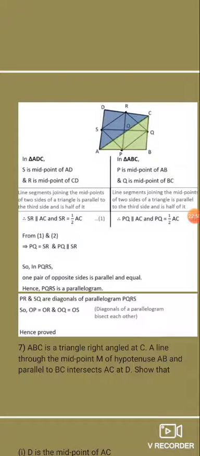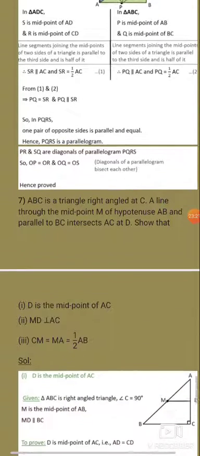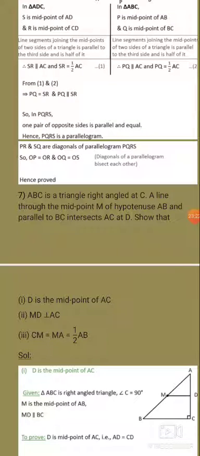So in PQRS, one pair of opposite sides is parallel and equal, hence PQRS is a parallelogram. PR and SQ are diagonals of the parallelogram PQRS, so OP is equal to OR and OQ is equal to OS. Diagonals of a parallelogram bisect each other, hence the proof. Now the last question. Listen, only 7 questions in this exercise. Now some example questions also.